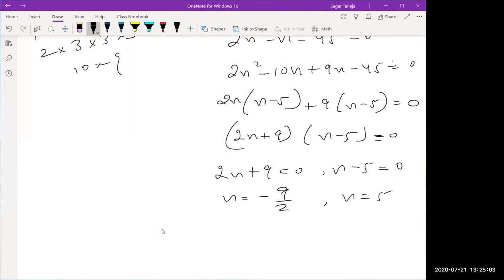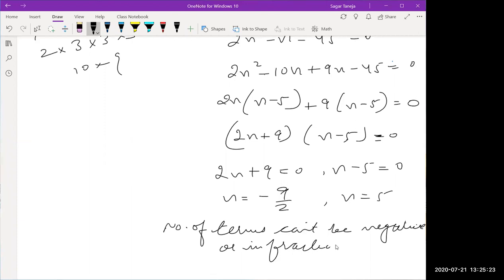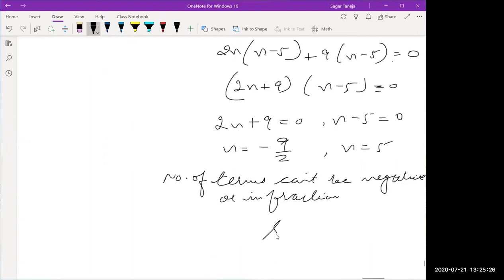Minus 9 by 2, number of terms can't be negative, and it can't be a fraction also. You can give any reason. Number of terms can't be negative or a fraction. So the final value of n is 5.